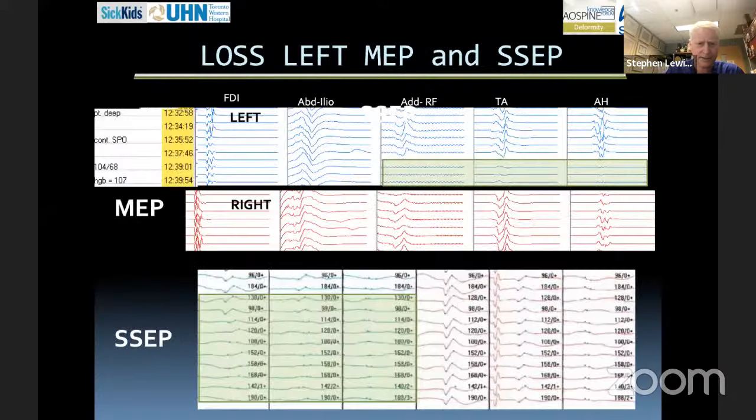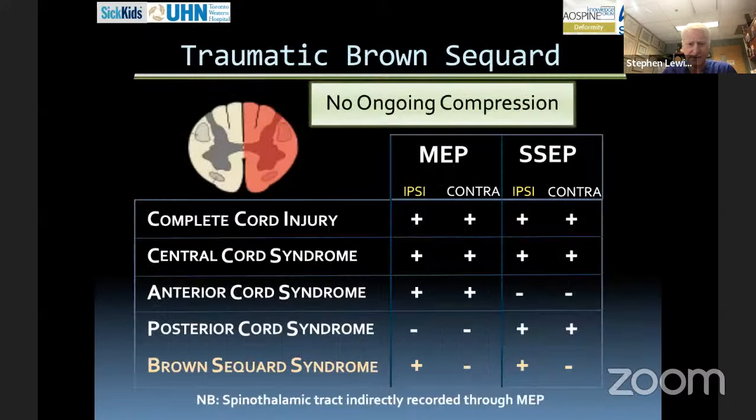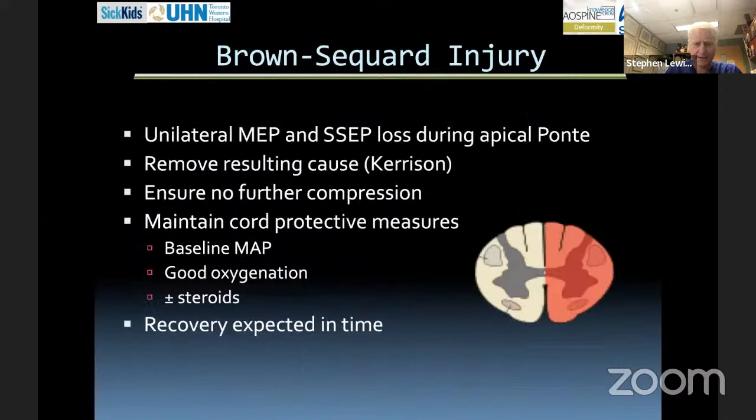This is kind of the tracings that we saw. So you can see right away, as we're doing the Smith-Petersen, the unilateral drop. The right is intact in red, and the blue and green shadowing shows a drop in the motor in the lower extremities, pretty near complete. And we have a corresponding left-sided drop in the SSEP. So I have an ipsilateral MEP and ipsilateral SSEP, and this really goes nicely with Brown-Séquard syndrome. So we probably have this Brown-Séquard, probably from the Kerrison, there's no ongoing compression, and all I can do is hope I didn't hit it too hard and that it'll come back.